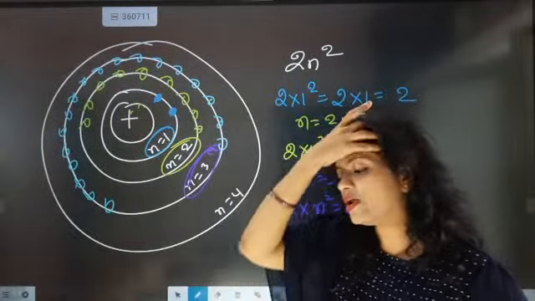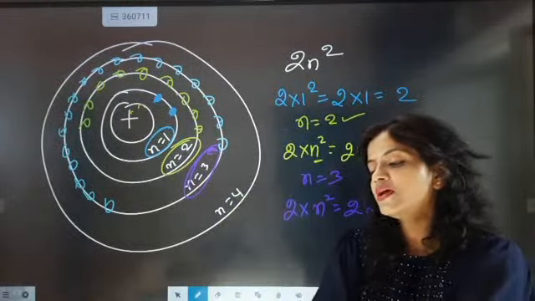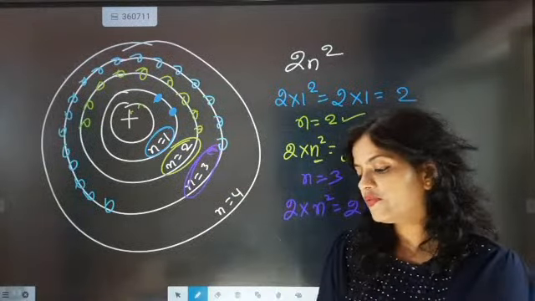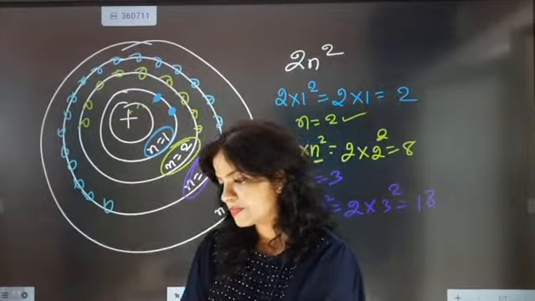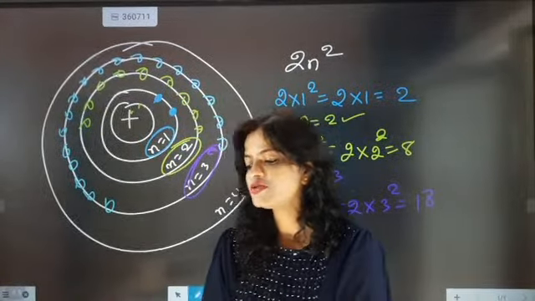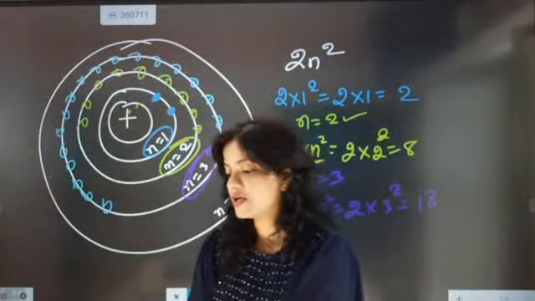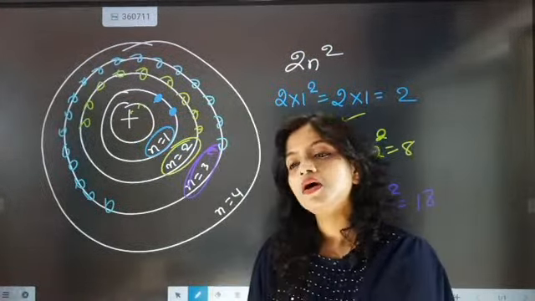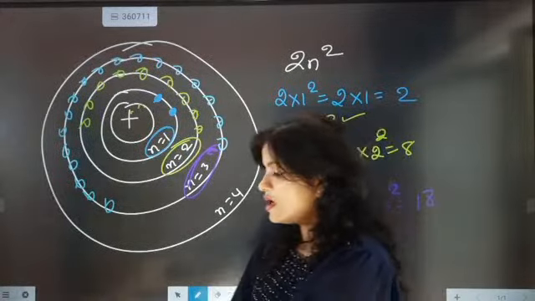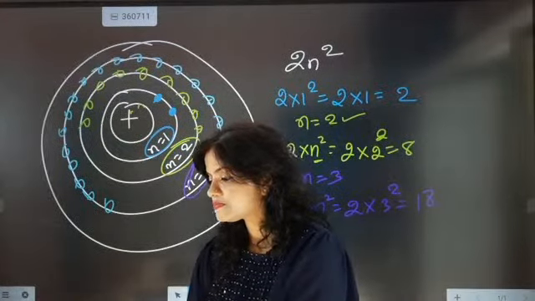Yes, Ekta, the formula is 2n square. The formula is exactly 2n square. I hope you have understood the formula. Now you understood how to write the formula? The 2n square rule is there.